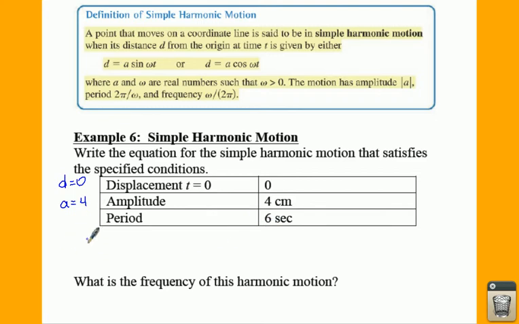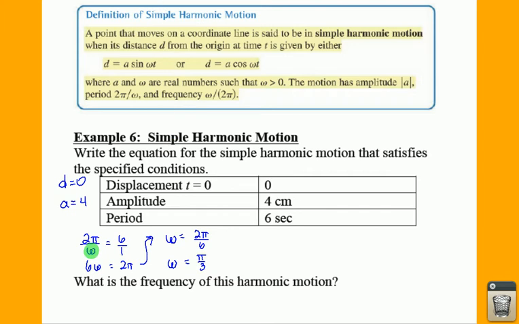Now, if your period is equal to 6, that means 2 pi over w is equal to 6. So in order to solve this equation, we have to write this over 1 because we need to know what our w is. That's what we're trying to find. So just like a regular proportion, you cross multiply and divide. You get 6w equals 2 pi. Divide both sides by 6, and w equals 2 pi over 6, or pi over 3.